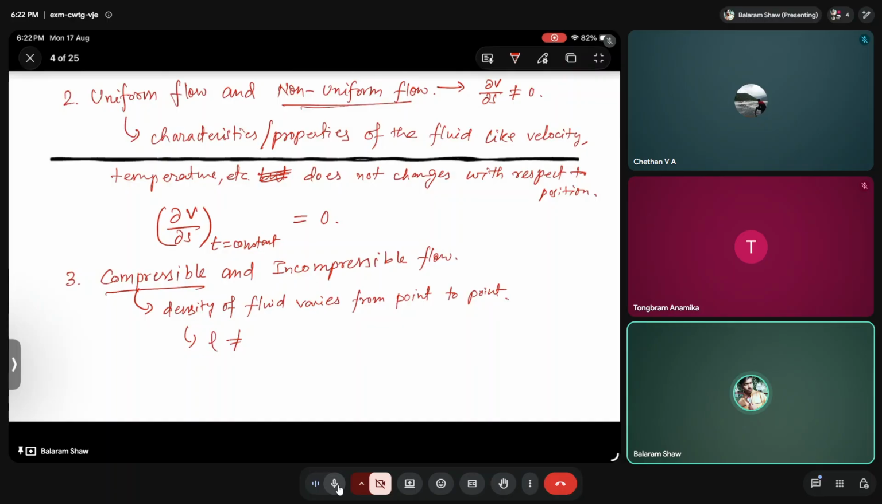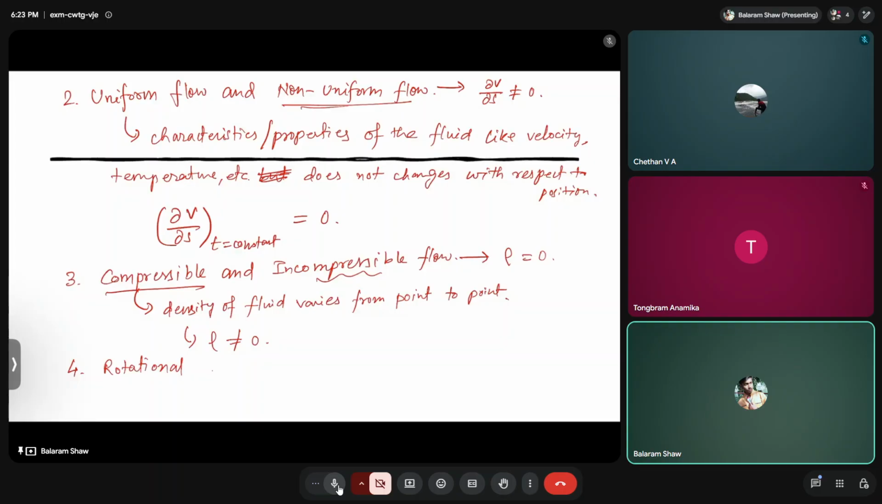Next, we will talk about rotational flow and irrotational flow.